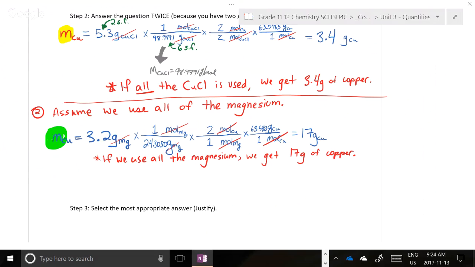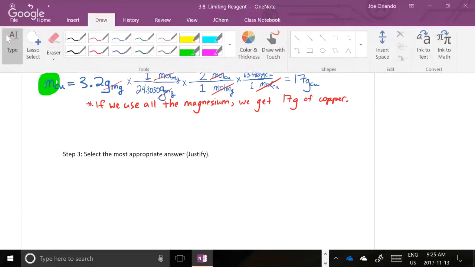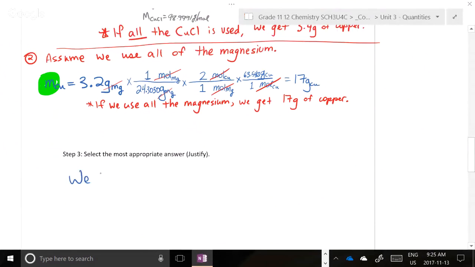Does it matter that I have 17 grams of copper worth of magnesium to use? No. No, because I'm going to run out of what? Good. So the most appropriate answer must be then, we will get 3.4 grams of copper with magnesium metal left over.